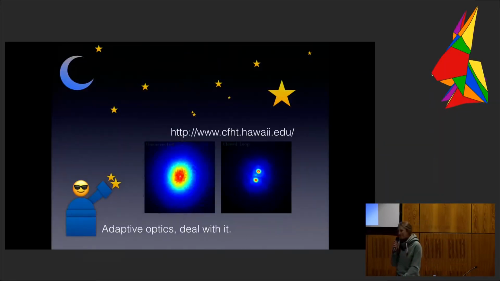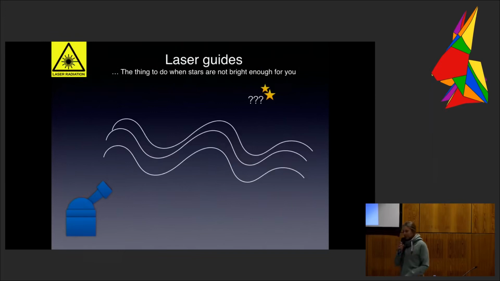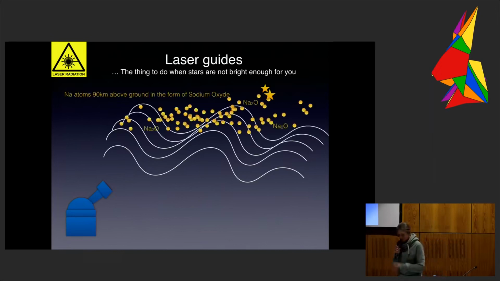So now, where are the lasers in this story? The lasers come in when you want to observe an object that's really distant, really far away, and unfortunately, there's no bright star around. So what do you do? You have to create your own star. How do you do that?